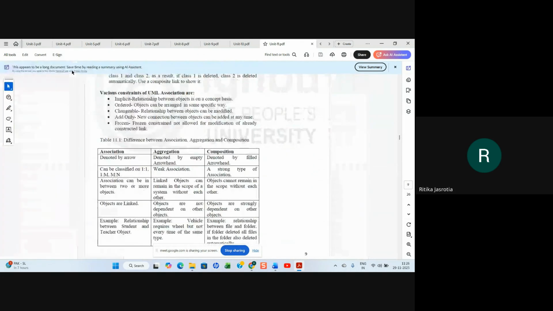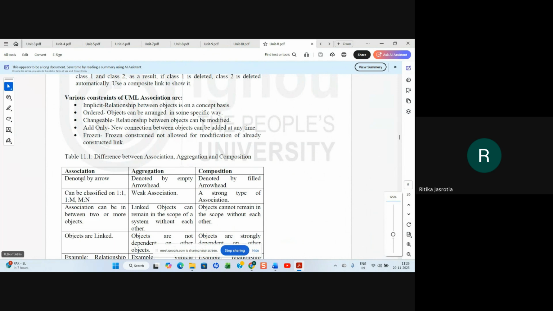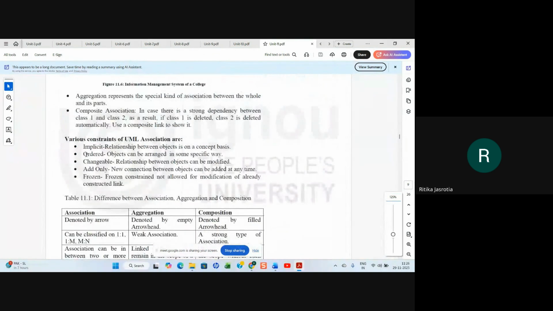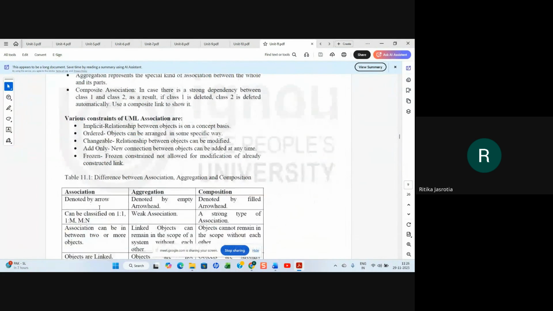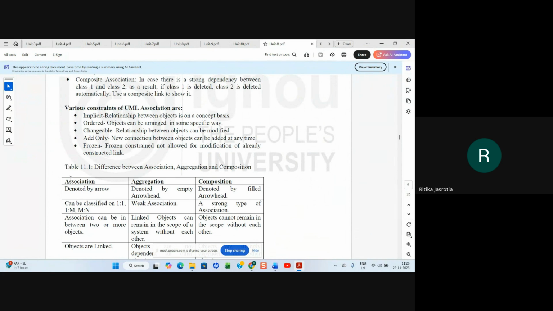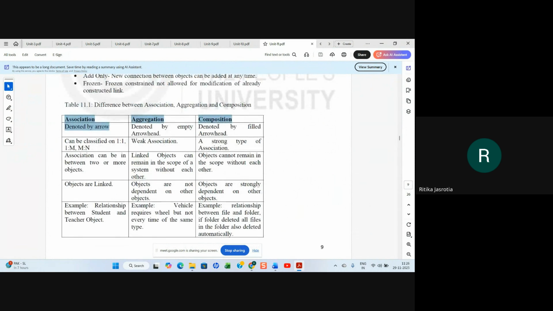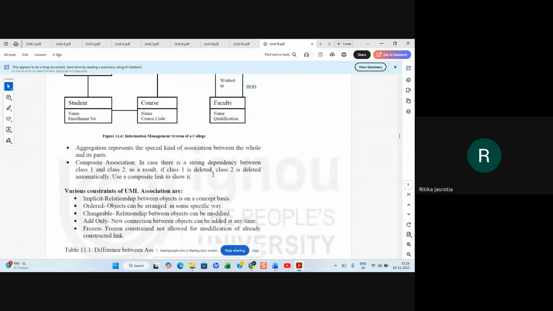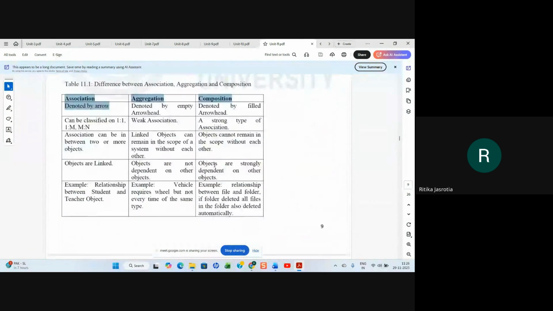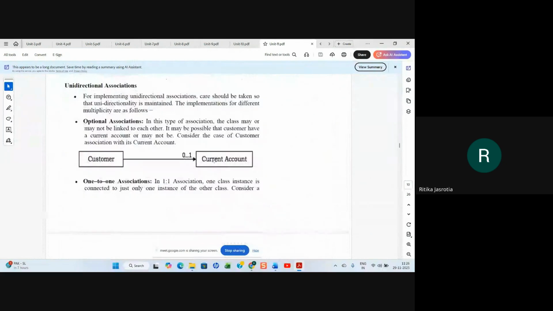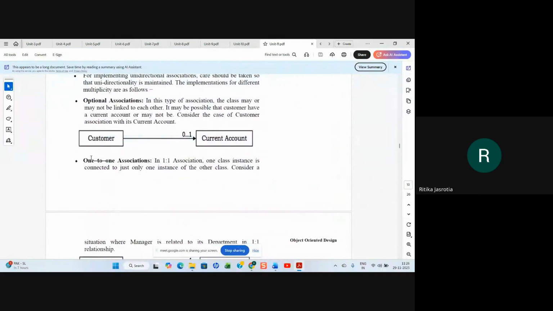So if you want to know the difference between association, aggregation, and composition, it is given in block 3, unit 11, on page number 9. Association, aggregation, and composition. What is the difference between the three of them? So here it is one-to-one association in block 3, unit 11.